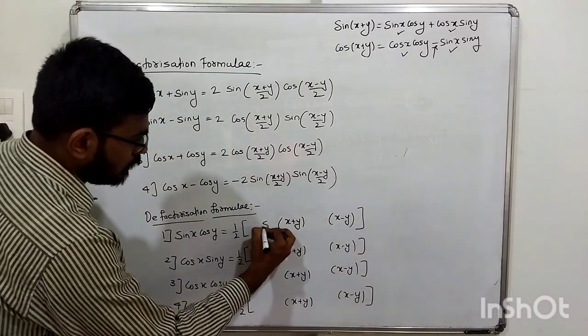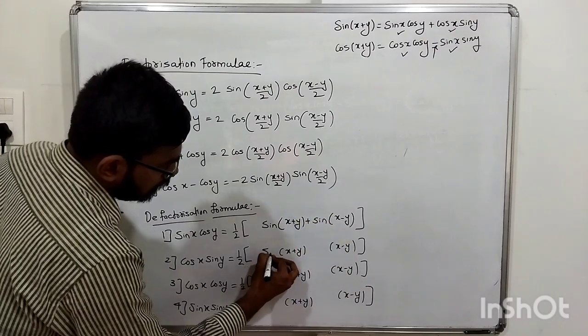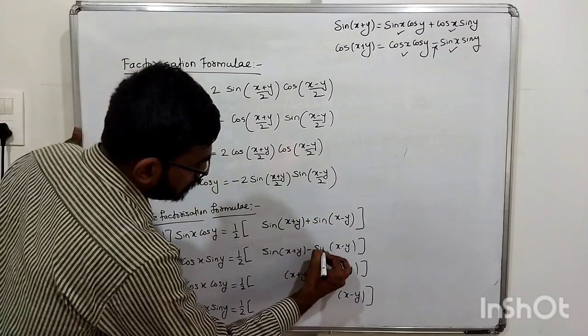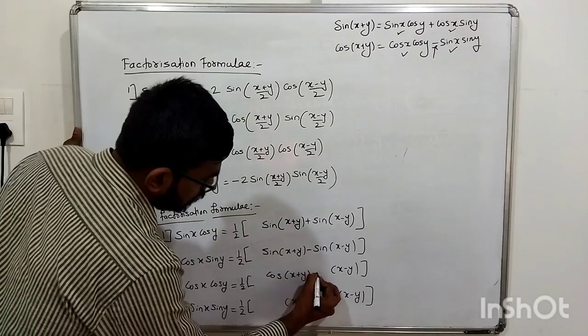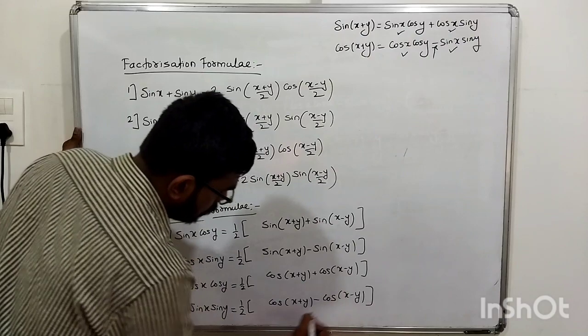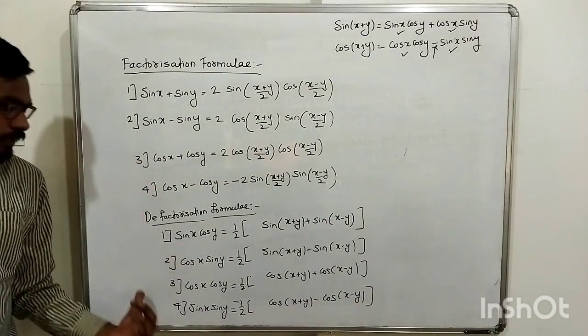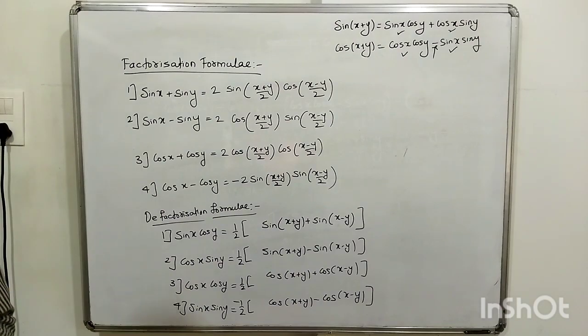So sin plus sin, sin minus sin, cos plus cos, and cos minus cos, and for the fourth one you have to put a minus sign. So these were the 8 formulas that we derived.